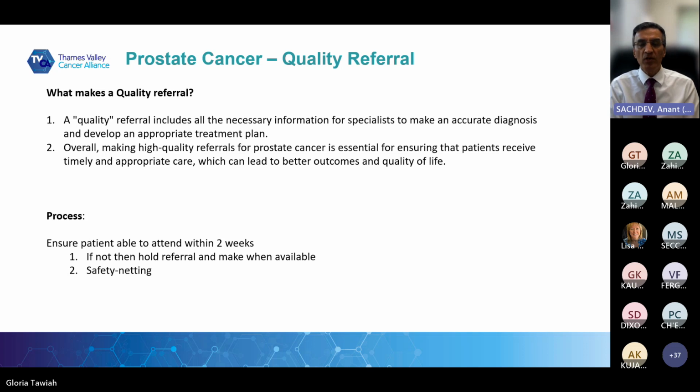And I think the majority of us probably do that, but I'm just stressing the point to consider the patient. In terms of the process of referral, one of the key things is patients being able to attend within 2 weeks of the referral being made. And certainly if they can't because they're away on holiday or something else is happening, then please hold on to the referral and make it when the patient is available again. And clearly in that process, safety netting is going to be important because you don't want to miss the referral. Next slide, please.